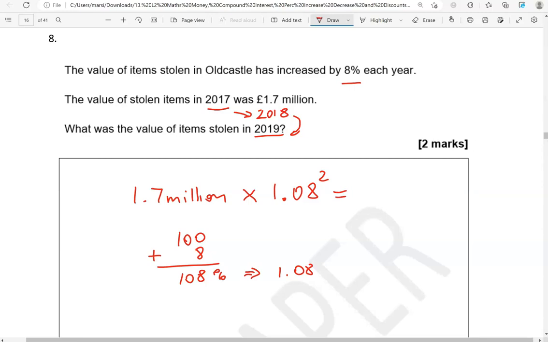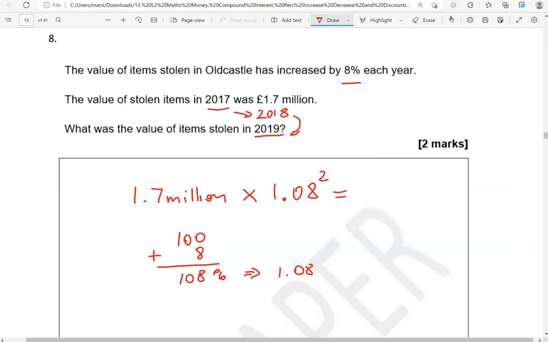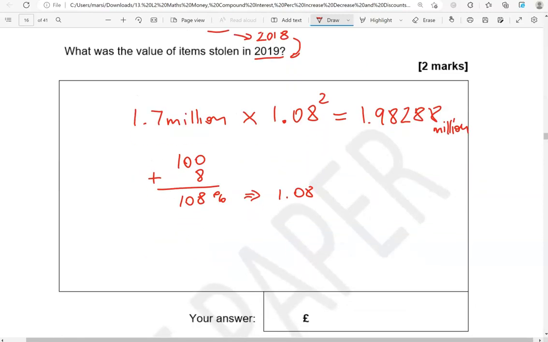Now 1.7 million, I could convert that into digits if I wanted, and then multiply it by 1.08 squared, or I could keep it as 1.7, multiply it by 1.08 squared, and then write the answer in millions. So let's just try that. 1.7 times 1.08 times 1.08 gives us 1.98288. That is a million. We shouldn't forget that.